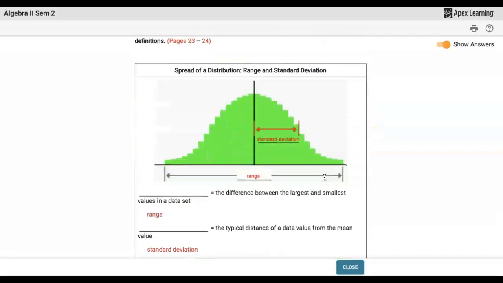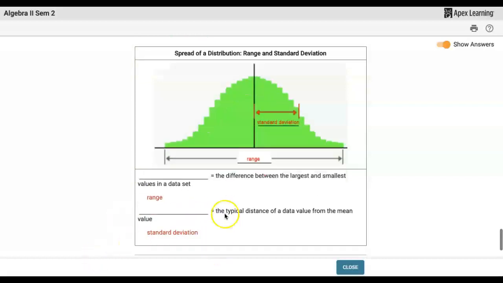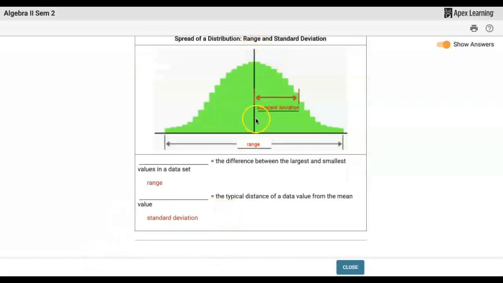And then something new that we're going to deal with is standard deviation. But this picture does a really nice job of showing you the difference between this entire thing, which we said was our range, the difference between our smallest and our largest, and then this thing called standard deviation, which is distances based off of our mean value.